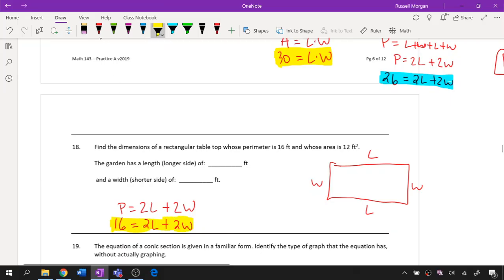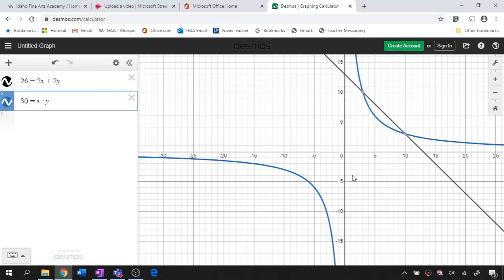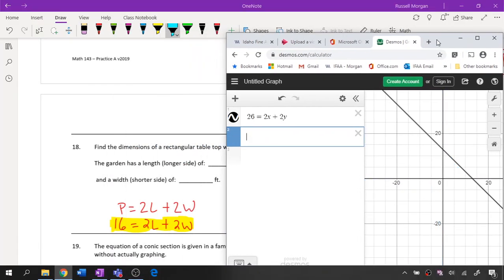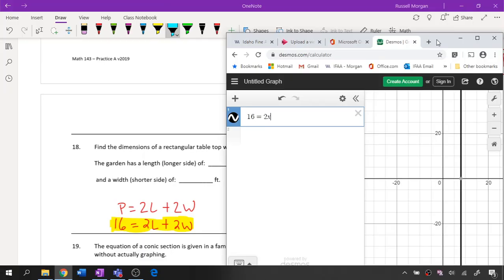I'll colorize this one. Now we also have the idea of an area. Of course, don't forget, area is length times width. And so our area is 12. And so some mystery length and width have to make an area of 12. So I can make those equations, and then I can solve that system of equations just by graphing it. So let's punch in this first one. 16 equals 2x plus 2y.